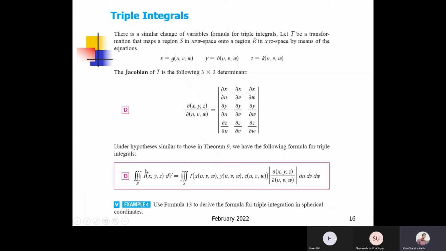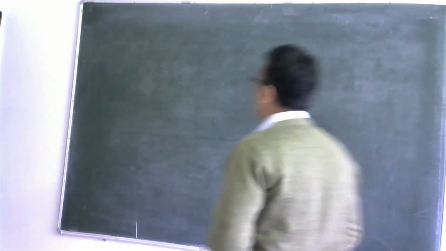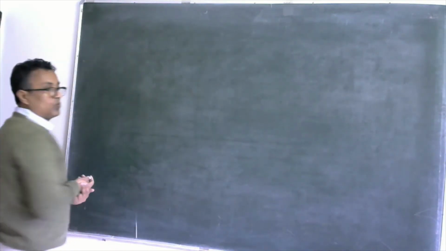And then, whatever hypotheses we used earlier, we will have the following formula for triple integrals. If you consider the integral in the original region, it will be converted into simply this. Okay. Now, because I know this formula, as promised, we are now going to work out one example.